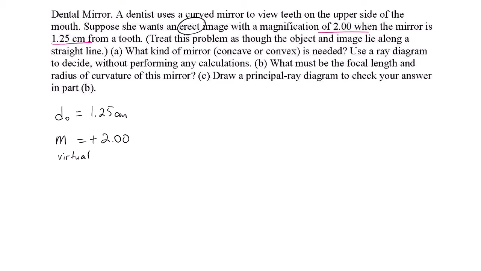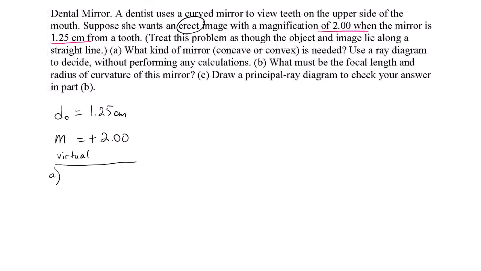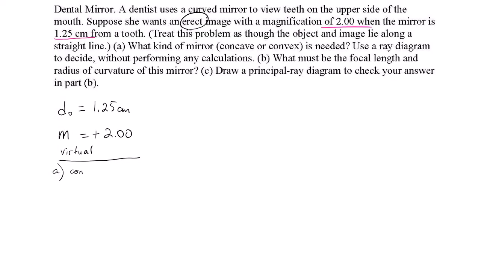And let's continue reading. Treat the problem as though the object and image lie along a straight line. Well, of course, it is very important to treat it like that. So now the questions are: A, what kind of mirror, concave or convex, is needed? So let me write it here, concave or convex. Use a ray diagram to decide without performing any calculations.